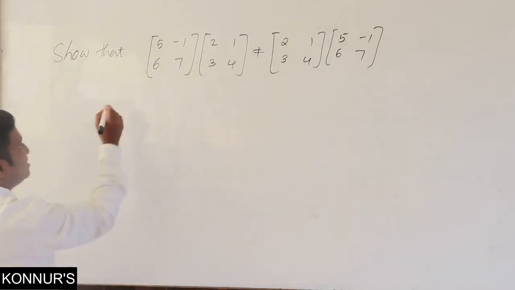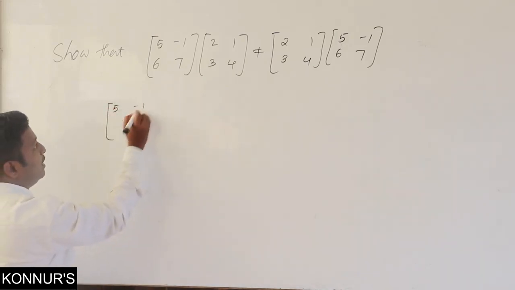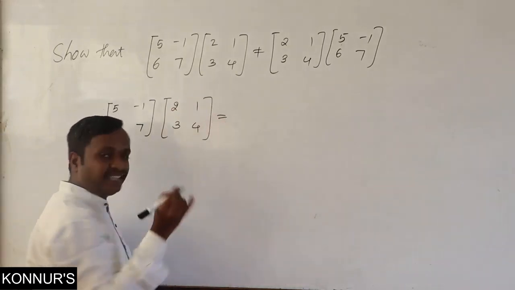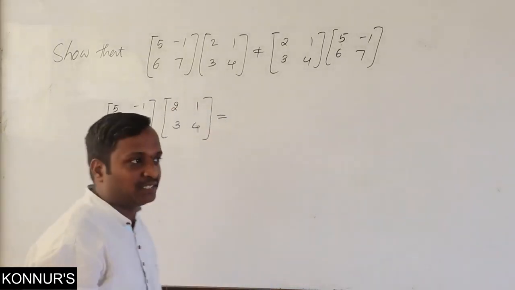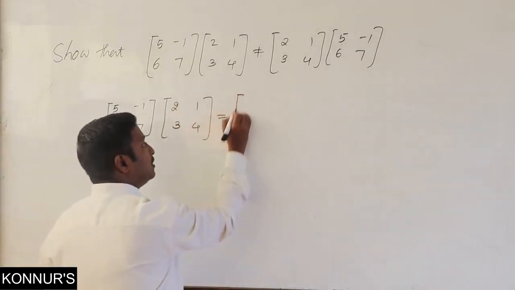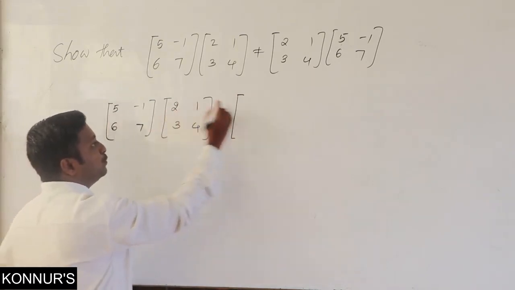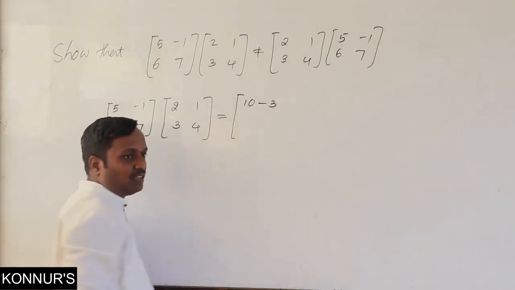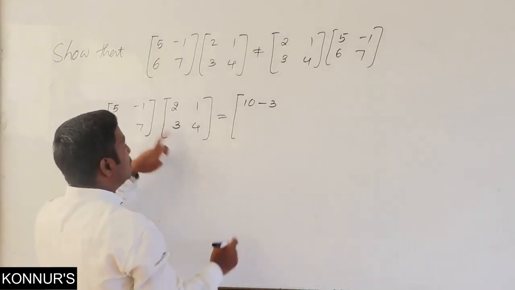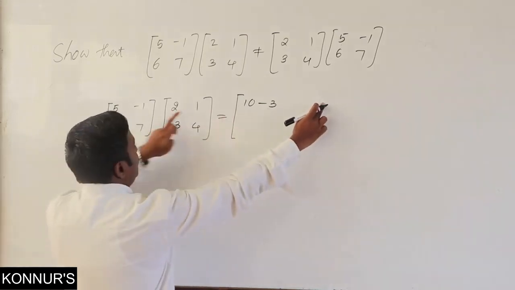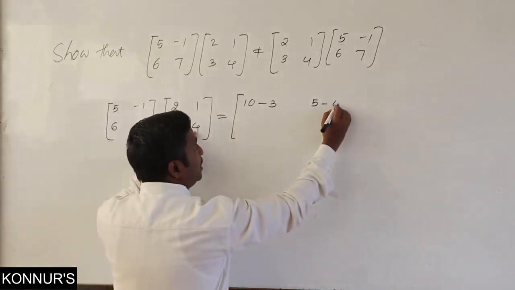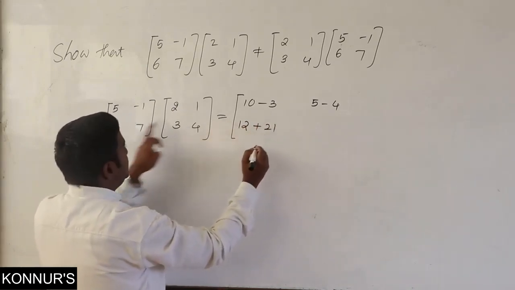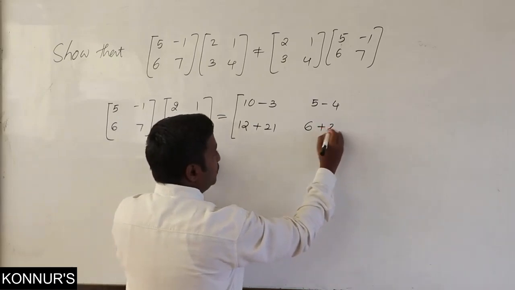Generally we have to show this. Let us consider [5 -1; 6 7] into [2 1; 3 4]. How to multiply matrices: first row, first column. You move here: 5 into 2, 10. You come down: minus 1 into 3, minus 3. Next, first row, second column: 5 into 1, 5. Minus 1 into 4, minus 4. 6 into 2, 12. 7 into 3, 21. 6 into 1, 6. 7 into 4, 28.